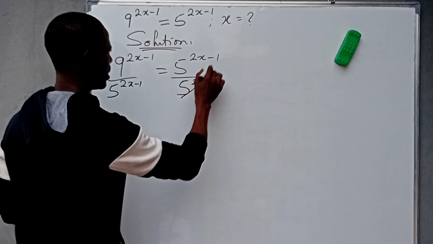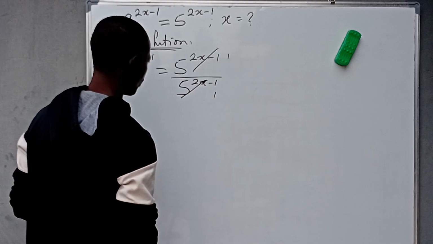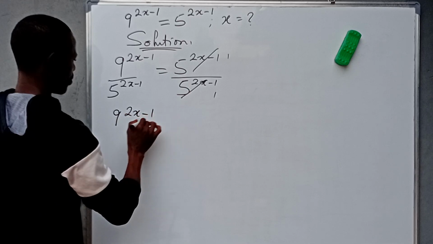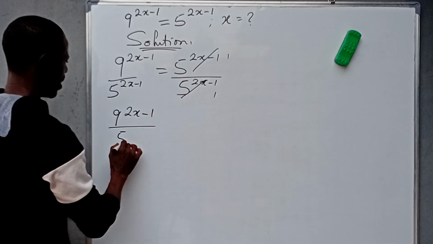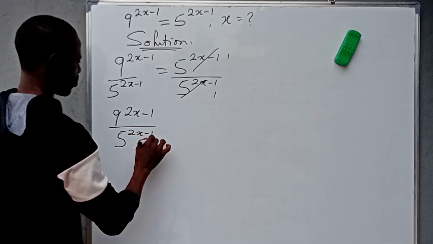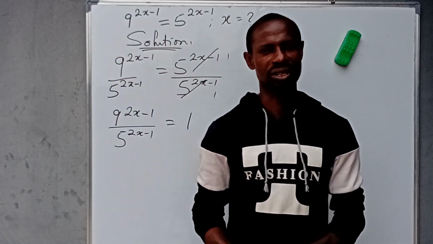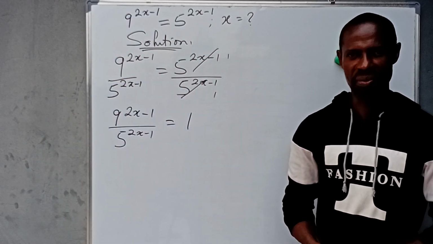And so what happens, this and this will cancel. We now have 1 on the right. And so we're going to have 9 to the power of 2x minus 1 all over 5 to the power of 2x minus 1 equal to 1. So the right-hand side of the equation is now 1. It has been made unity.